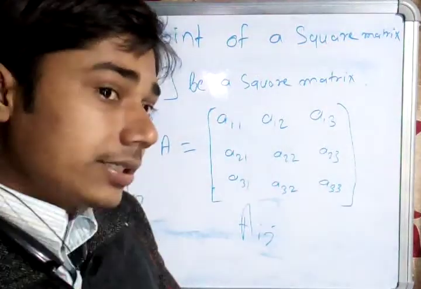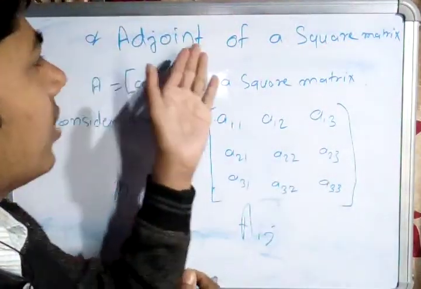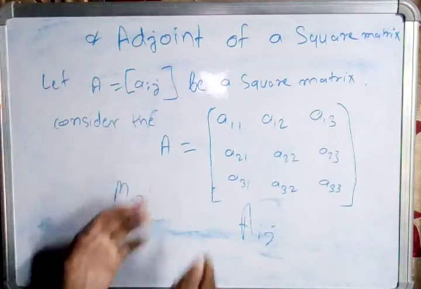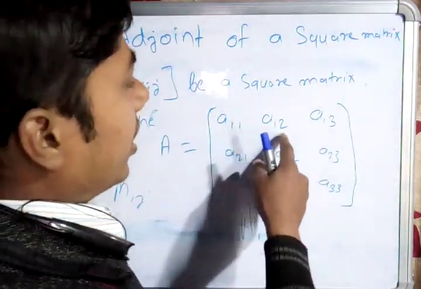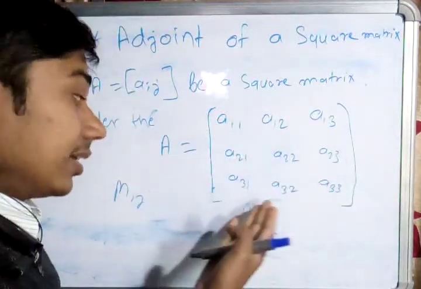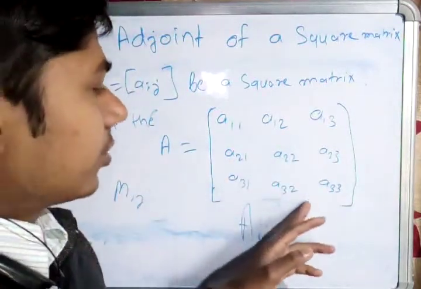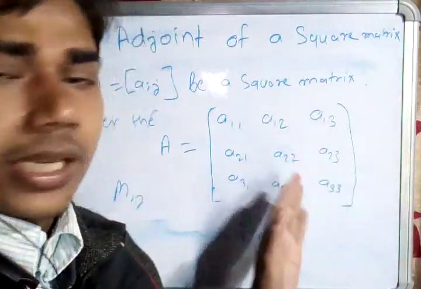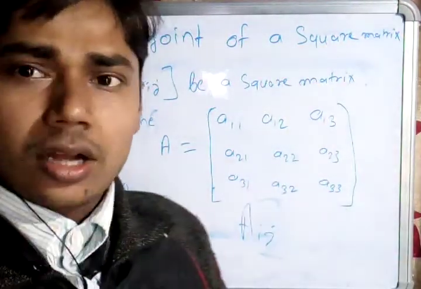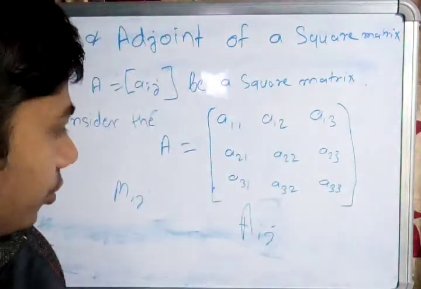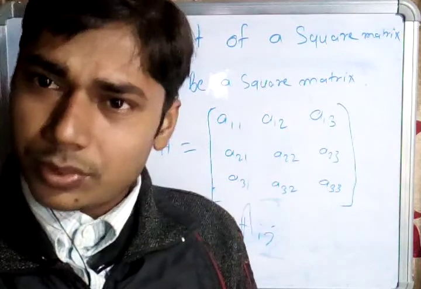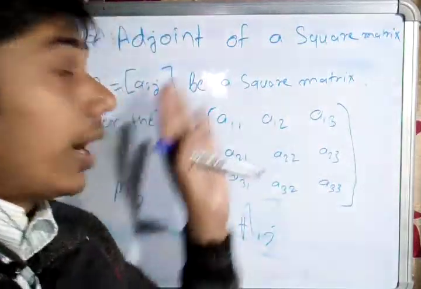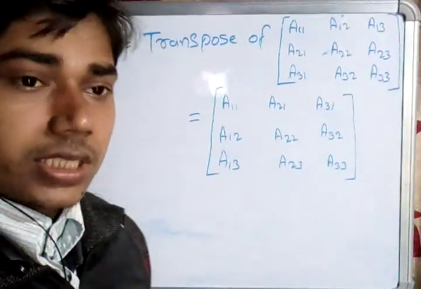How to find the adjoint of a matrix. Let A equal Aij be a square matrix. So we consider the square matrix A11, A12, A13, A21, A22, A23, A31, A32, A33. Here the same number of rows and columns, a 3 by 3 order matrix. And how to find the adjoint? The adjoint of A is equal to the transpose of B, then we call it the adjoint of the matrix. We see carefully.